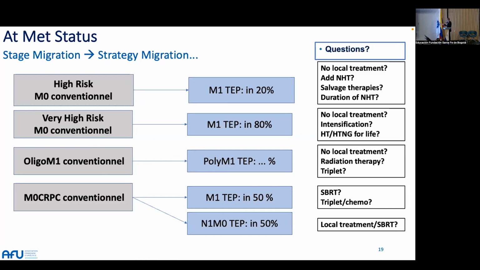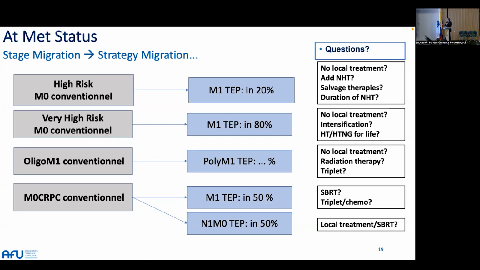If you look at high-risk prostate cancer with M0 on conventional imaging that becomes M1 on the PET PSMA, it's 20% of the patients that will have this situation. Again, a lot of question marks. Do we have to go for local treatment, despite the fact that we have metastasis on PET PSMA? Do we need to add new hormonal androgen therapy? Do we have to use a salvage therapy? What is the duration of new hormonal therapy? Again, it's a lot of question marks. For patients with very high-risk prostate cancer with conventional M0 status that become M1 on the PET PSMA, it's 80% of the patients, so it's pretty high. But again, a lot of questions concerning the treatment.